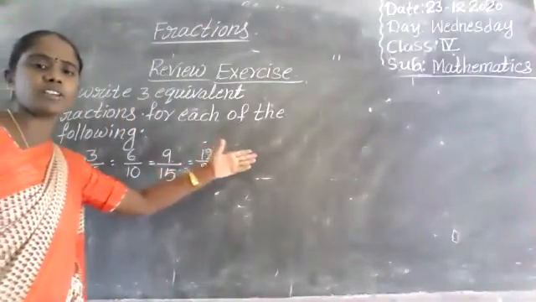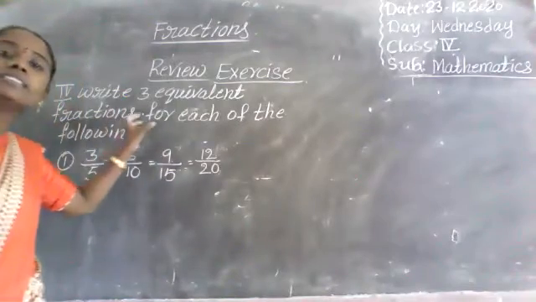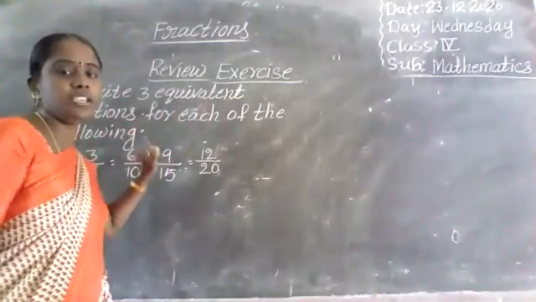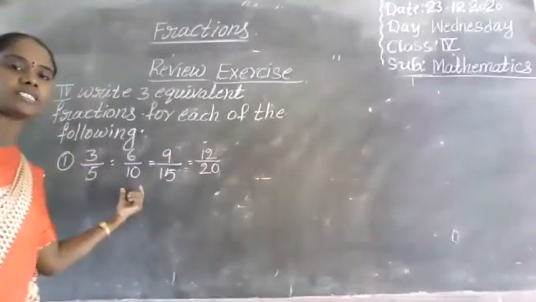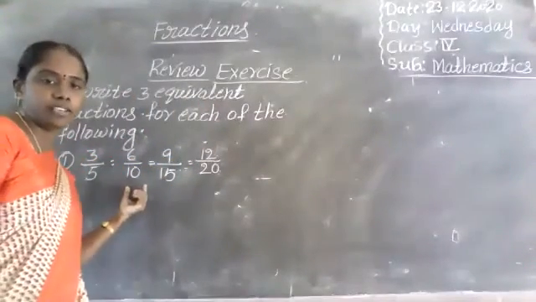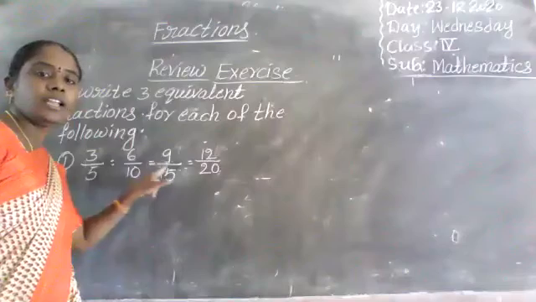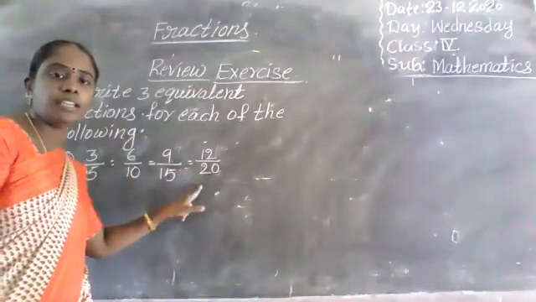Some more fractions are also possible, but here it is given to write 3 equivalent fractions only. That's why I wrote here 3 equivalent fractions only: 6 by 10, 9 by 15, 12 by 20.